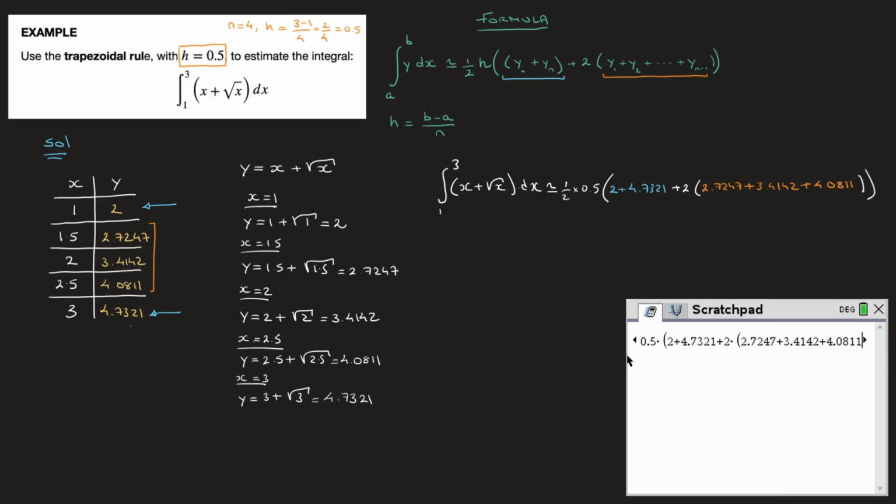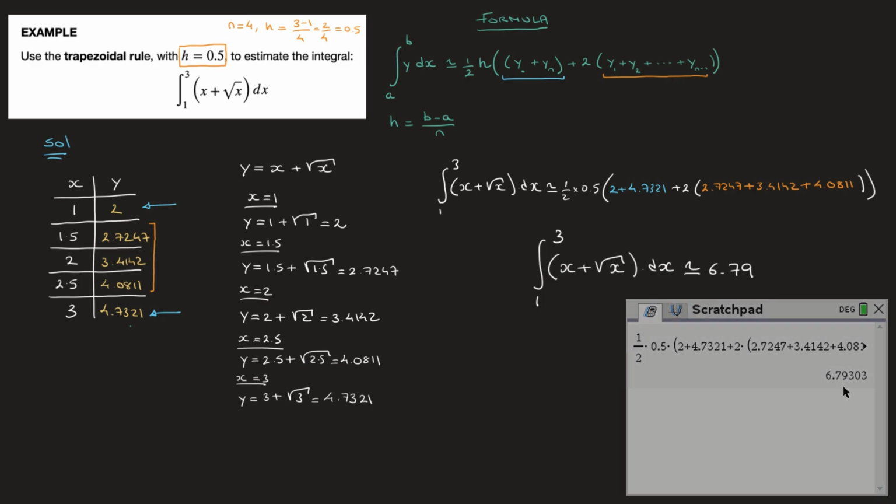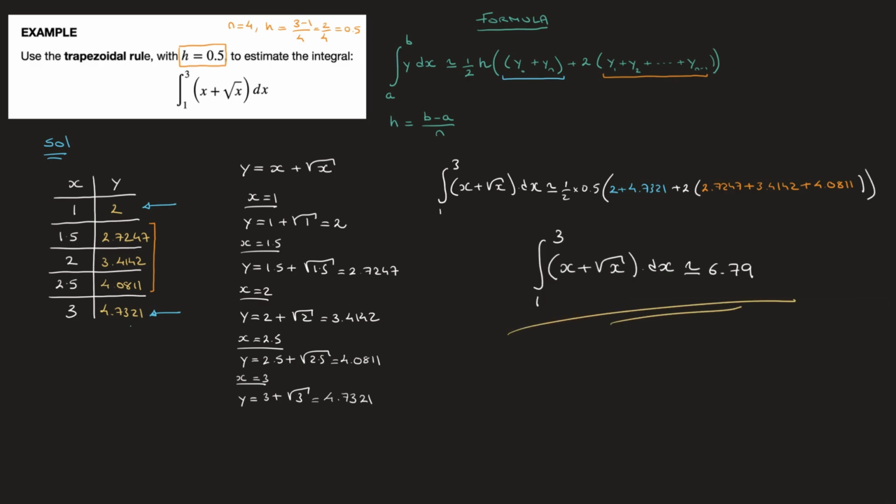So plus 4.0811. I close that pair of parentheses, as well as the other pair, and I quickly double check everything I've typed. Everything's looking good, so I click on Enter. And we're done. Rounding to 3 significant figures, we can go ahead and state that the definite integral from 1 to 3 of x plus the square root of x is approximately equal to 6.79. And that's the answer.